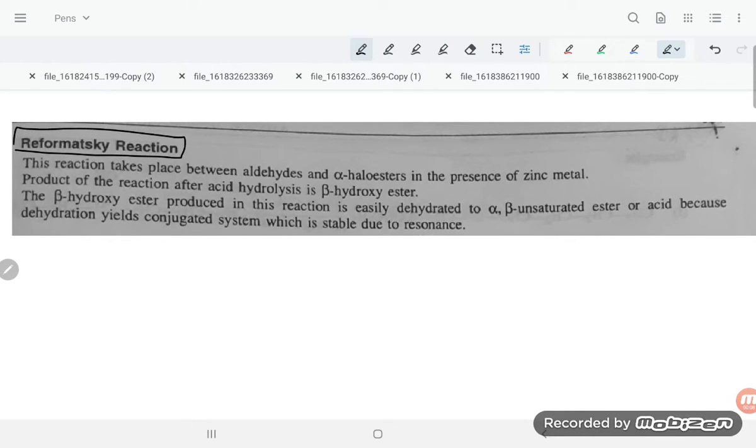Let us try to understand the Reformatsky reaction. So this is quite a good reaction, students. Let us have a look over it. This reaction takes place between an aldehyde and an alpha haloester in the presence of zinc.